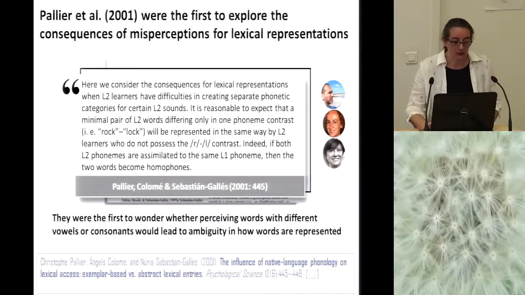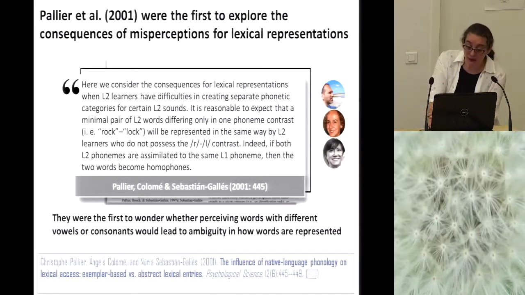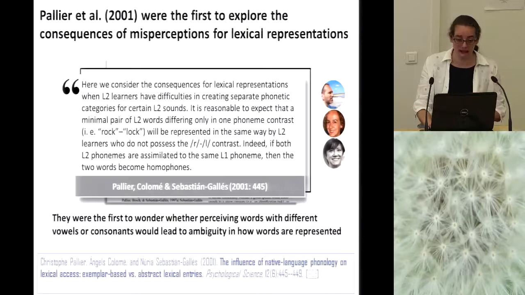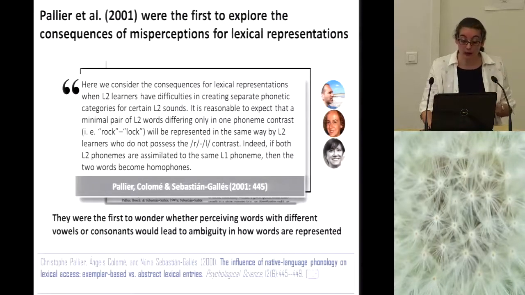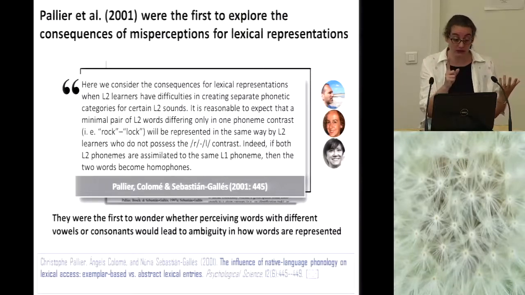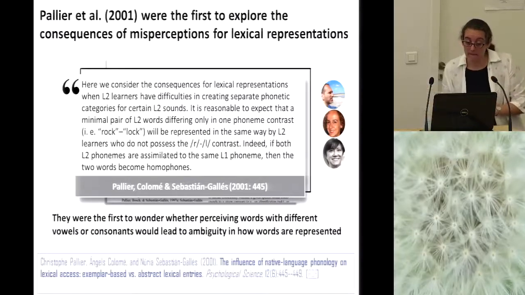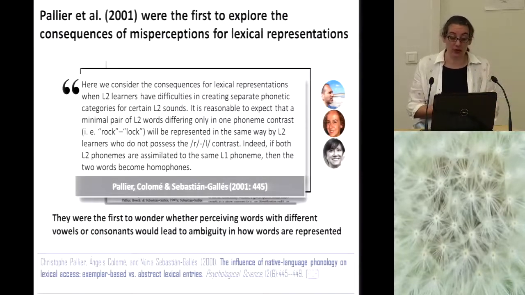Okay. And so this is an interesting quote from their paper, which really just explains this connection and honestly opens it to the world, I think, in a way that was really simple. So they say, here we consider the consequences for lexical representations when L2 learners have difficulties in creating separate phonetic categories for certain L2 sounds. It's reasonable to expect that a minimal pair of L2 words differing only in one phoneme contrast, like lock and rock, there's only one sound different here, will be represented in the same way by L2 learners who do not possess the RL contrast.